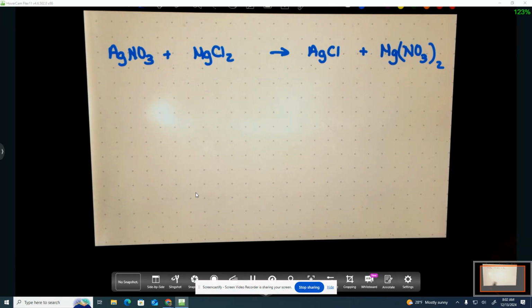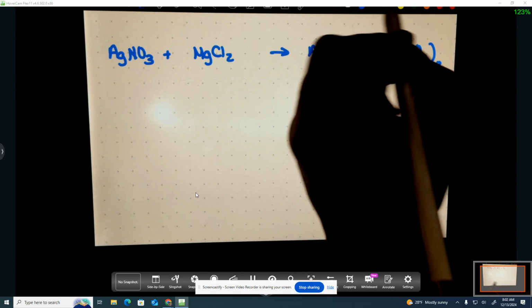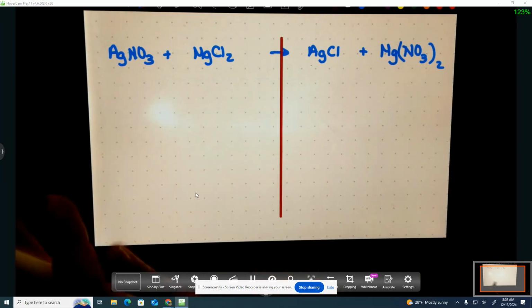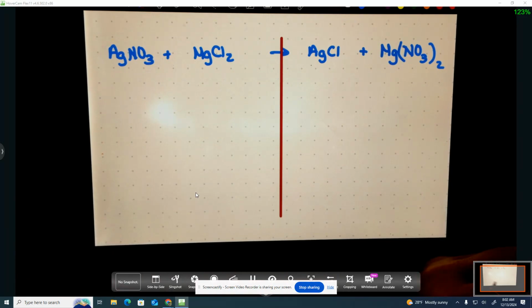We're going to have to determine if this is obeying the law of conservation. So let's make a list of everything we have on the left side and everything we have on the right side. Don't write anything down, just look. Okay? I want you thinking, not writing.